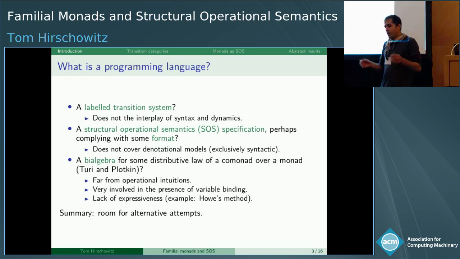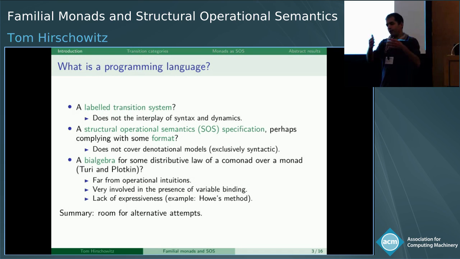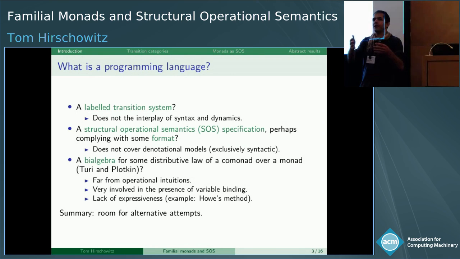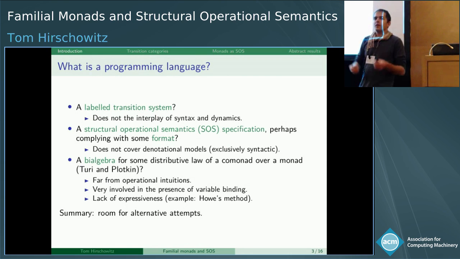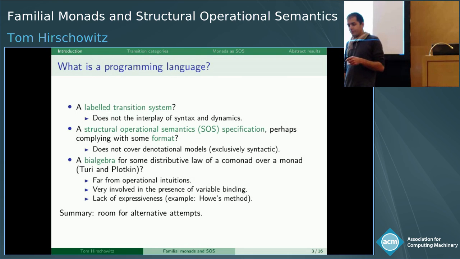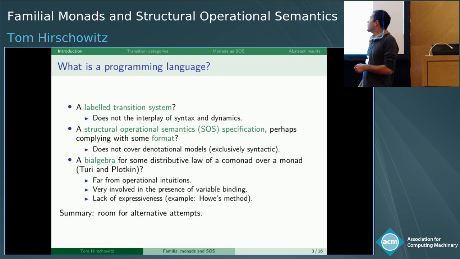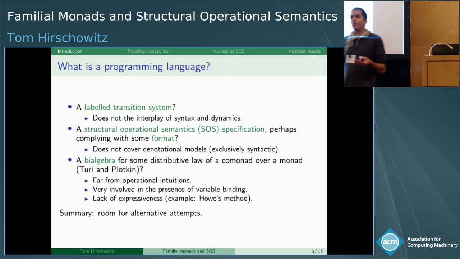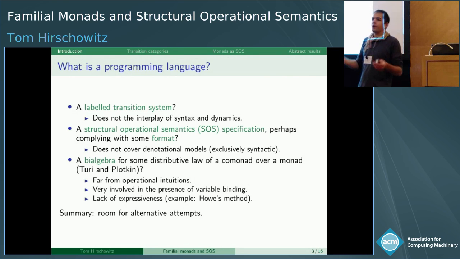So we would like to be able to talk in general both of the interaction of syntax and the dynamics and of denotational models. So there is one candidate which allows us to do that, namely the functorial operational semantics framework of Turi and Plotkin, which has been much developed since the initial paper in 1997, I think.